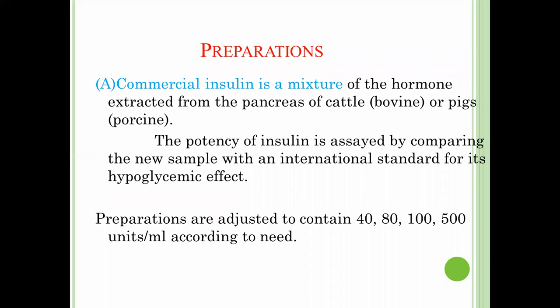Commercial insulin is a mixture of the hormone extracted from the pancreas of cattle or pigs. The potency of the insulin is assured by comparing the new sample with an international standard for its hypoglycemic effect. Preparations are adjusted to contain 40, 80, 100 and 500 units per ml according to needs.